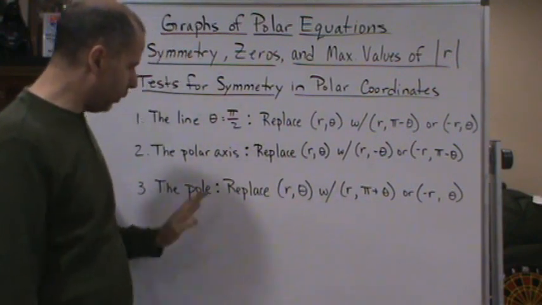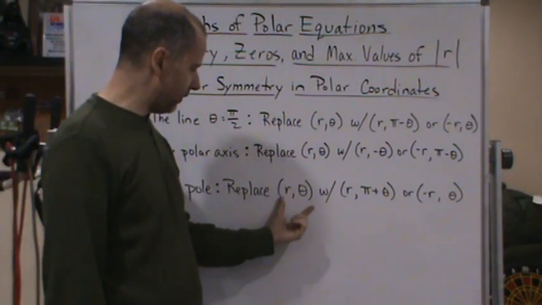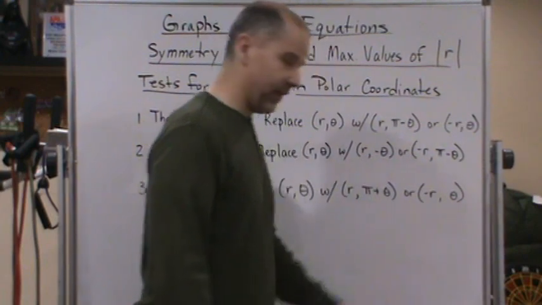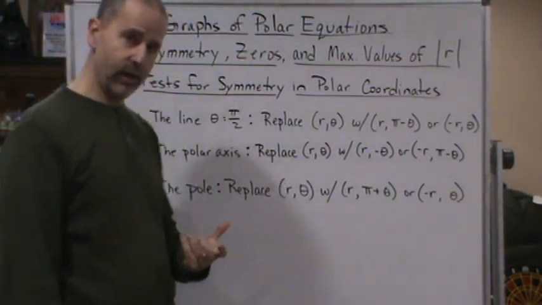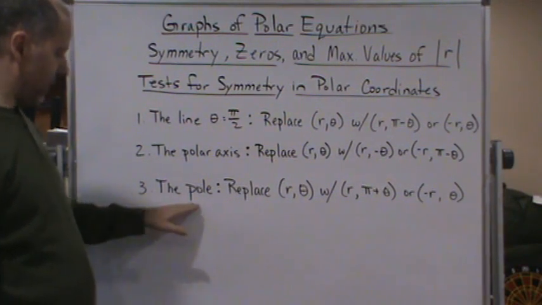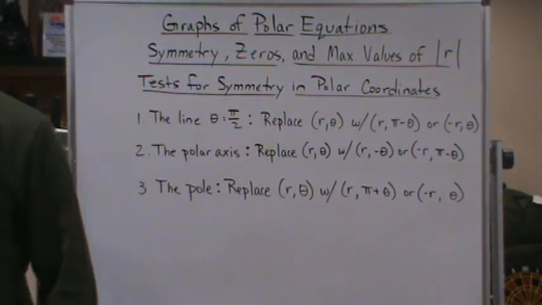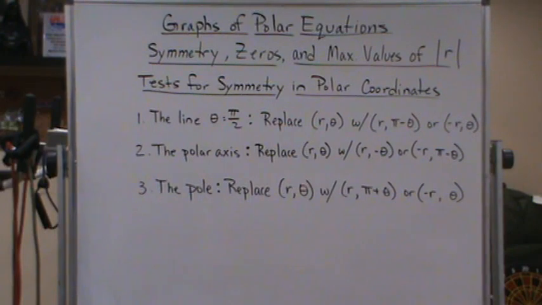If we take the polar equation and we replace r comma theta with either this or this, and we simplify everything, and we get back to the original equation that we had, then it's going to have symmetry with respect to the pole. So that's how we're going to use these tests.